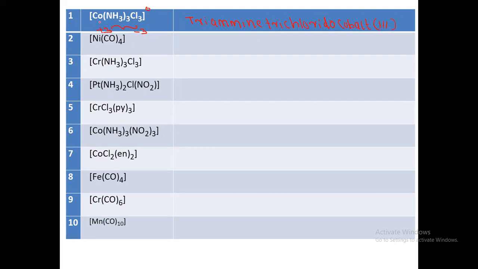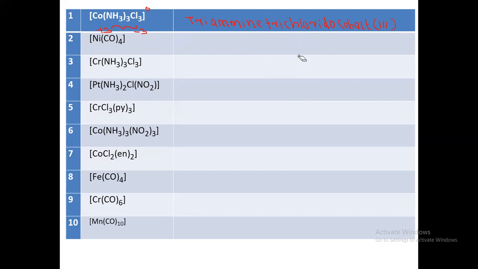Hope you know how to find the charge of the metal, right? The charge of the metal plus the ligands together is 0. Ammonia doesn't have a charge. So the charge of cobalt and the charge of Cl minus, total charge is 0. So X is plus 3. Okay, clear.